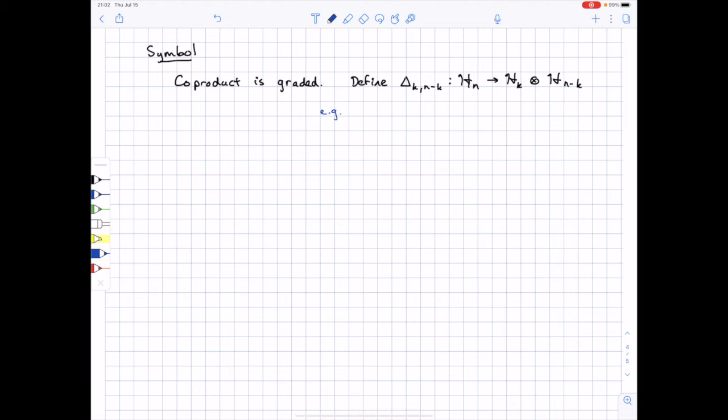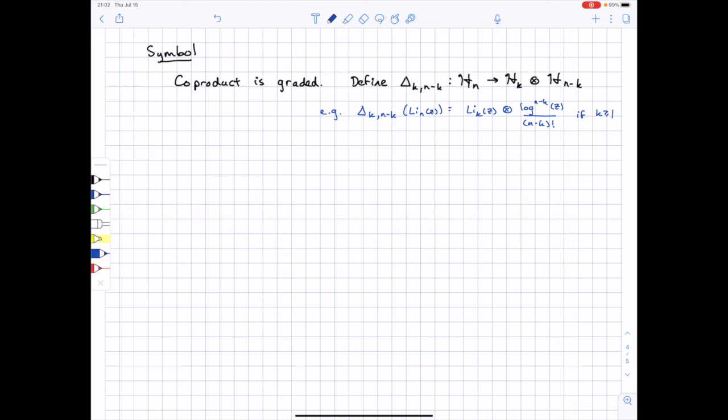So for example, delta k comma n minus k acting on Li n of z would be Li k of z tensor log to the n minus k of z over n minus k factorial if k is greater or equal to 1. And if k is 0, then it's 1 tensor Li n.